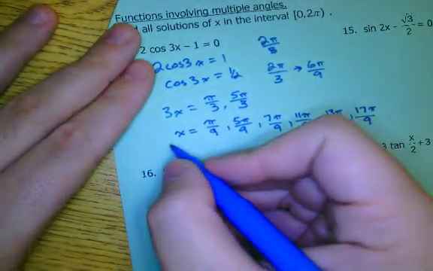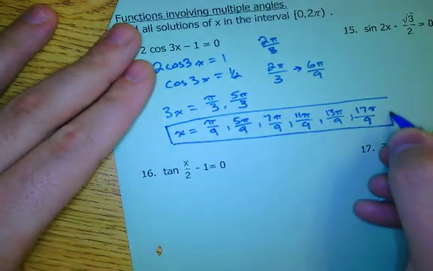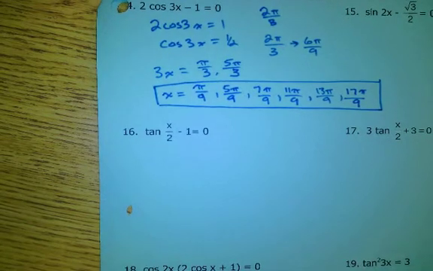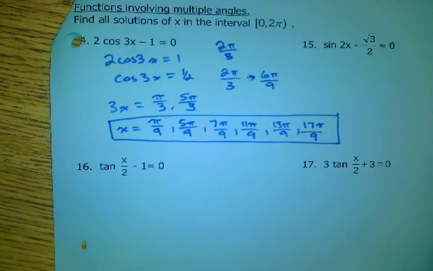It's totally unnecessary. Because the number 3, the b value is 3. So our period isn't 2 pi anymore. It's 3 pi.